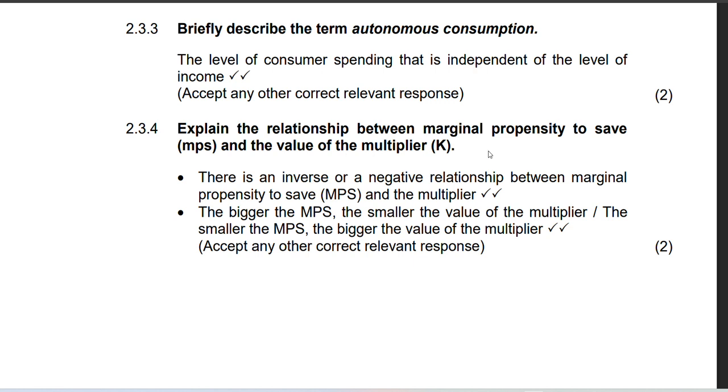2.3.4, explain the relationship between marginal propensity to save and the value of the multiplier, which is K. So we're looking at MPS as well as K. I want you to understand that there is an inverse relationship between the two, and that is the main thing you need to state in the exam. There is an inverse or negative relationship between marginal propensity to save and the multiplier. The bigger the MPC, the smaller the value of the multiplier. The smaller the MPC, the bigger the value of the multiplier. That shows that there is indeed an inverse relationship between the two.